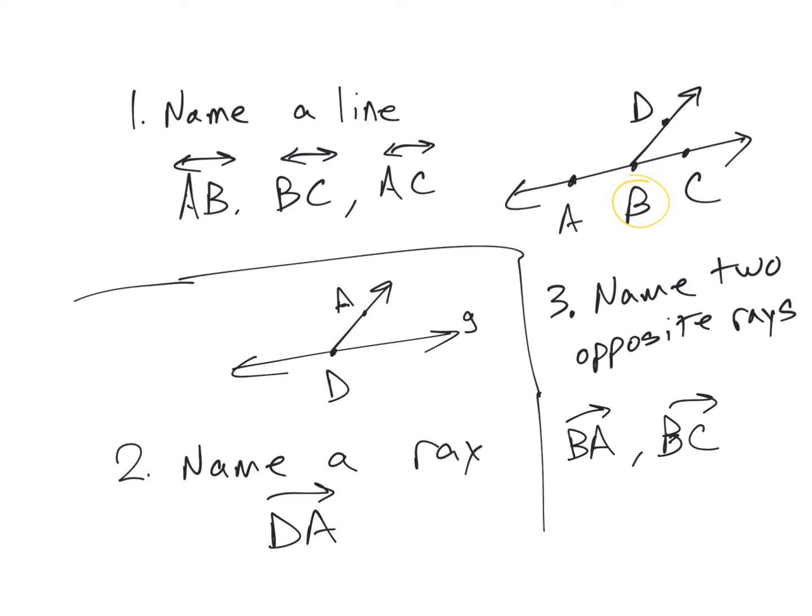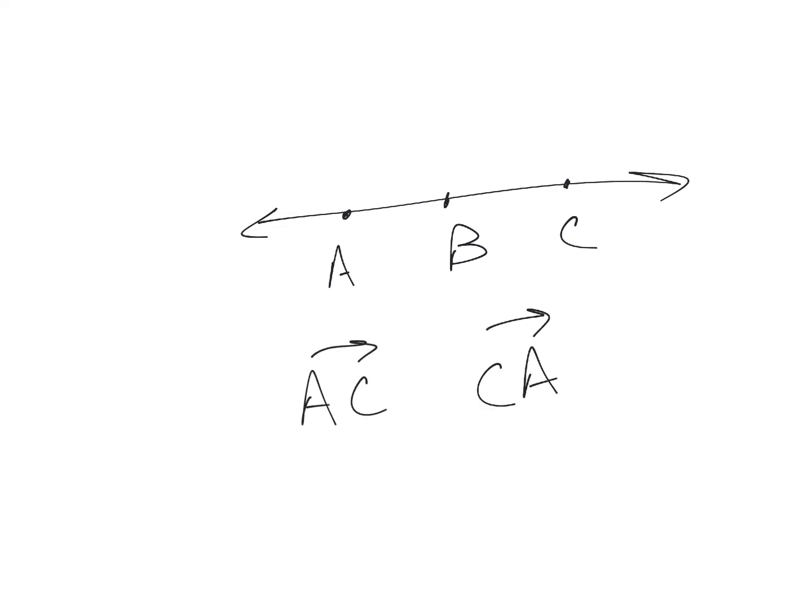Okay, so another example of what to do is if you have ABC, and you tell me 2 opposite rays, AC and CA. Now those are opposite directions, and they form a line, but they don't start at the same point. This one starts at A, and that one starts at C. They have to start at the same point, go the opposite directions, and form a straight line. Okay? All right. Number 4.